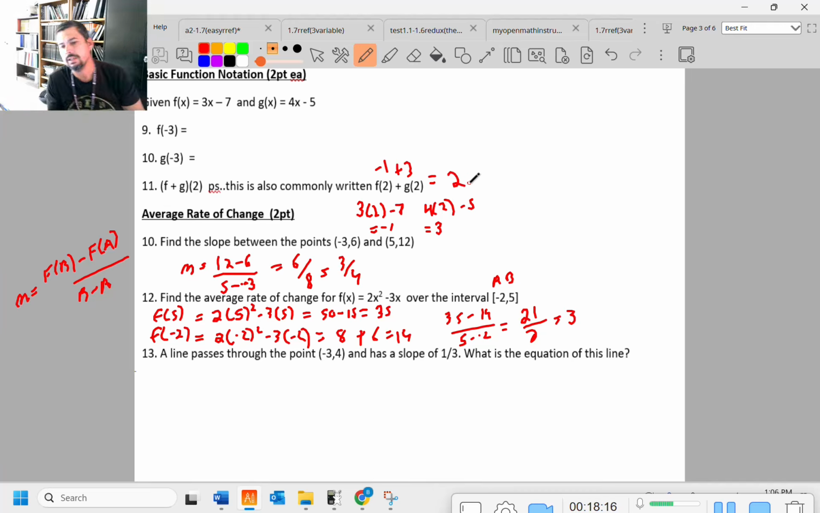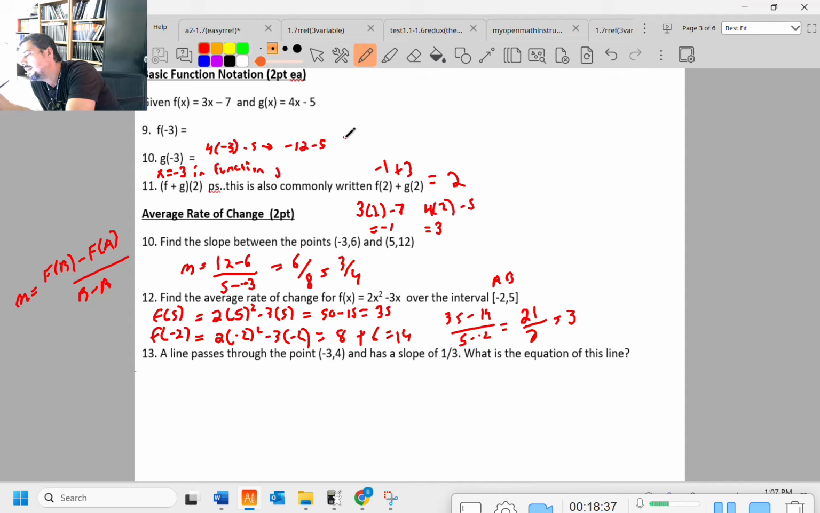I wasn't expecting that. On 9 and 10, you're supposed to find f of negative 3 and g of negative 3, respectively. G of negative 3, again, means x equals negative 3 in function g. So it's going to be 4 times a negative 3, take away a 5. 4 times a negative 3 is negative 12. Negative 12 take away 5, believe it or not, is not negative 7 or positive 7. It's negative 17. Several of y'all need to learn how to add.